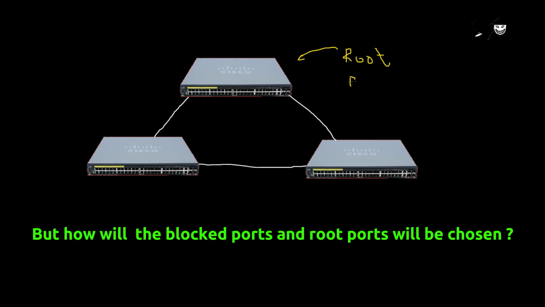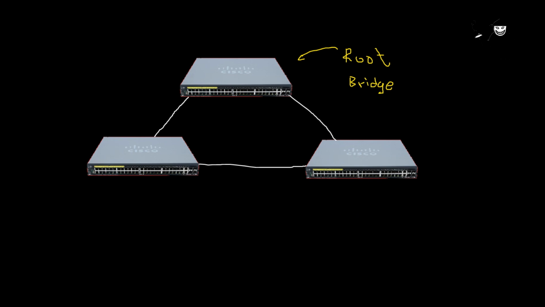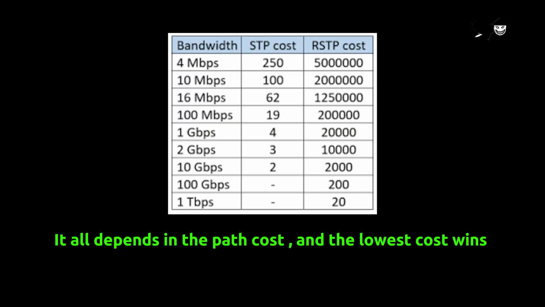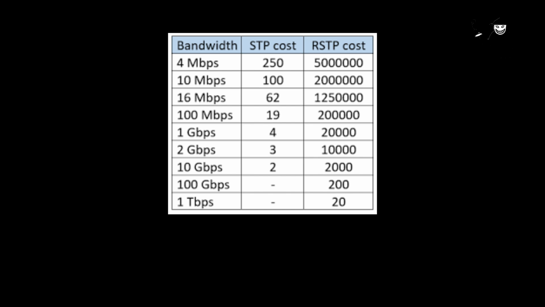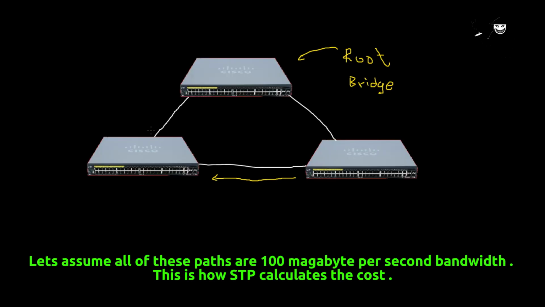But how will the blocked ports and root ports be chosen? It all depends on the path cost, and the lowest cost wins. This is the table of how STP calculates the path cost, based on the speed of the interface. Let's assume all of these paths are 100 Mbps bandwidth. This is how STP calculates the cost.